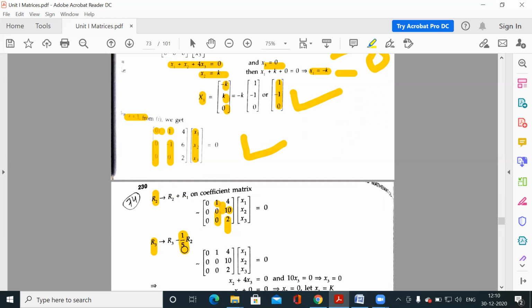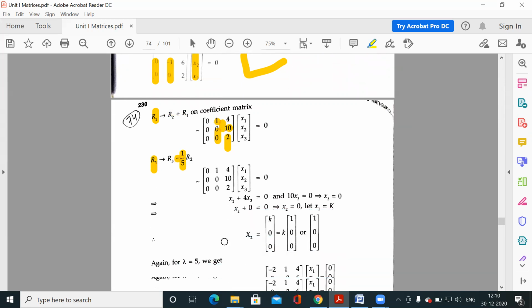So I have multiplied this by minus 1 by 5 and subtracted from R3. So 2 minus 1 by 5 into 10. Sorry, so first row is as it is, second row is as it is, and third row we have changed this as R3 minus 1 by 5 R2. So 0 minus 1 by 5 0, 0 minus 1 by 5 0, 2 minus 1 by 5 10. So all elements would be 0 here. So this is 0, 0, and 0.